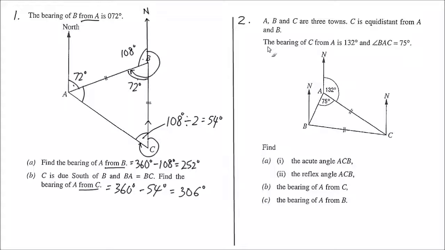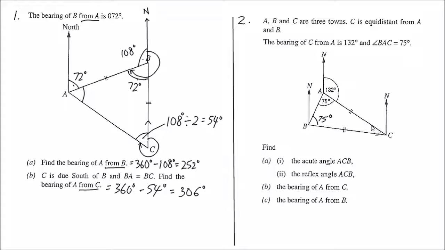Okay, now for number 2, we're given that A, B, C are 3 towns, and C is equidistant from A and B. The bearing of C from A is 132 degrees, and angle BAC is 75 degrees. Since this is an isosceles triangle, we know that if this is 75, this is also 75 degrees.